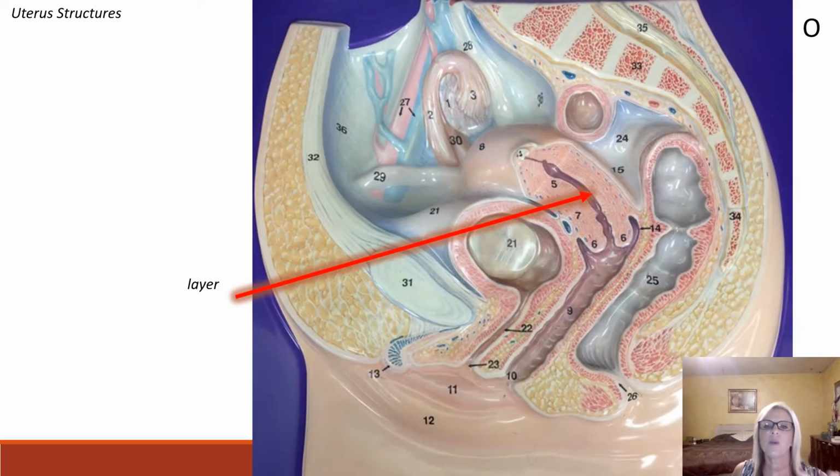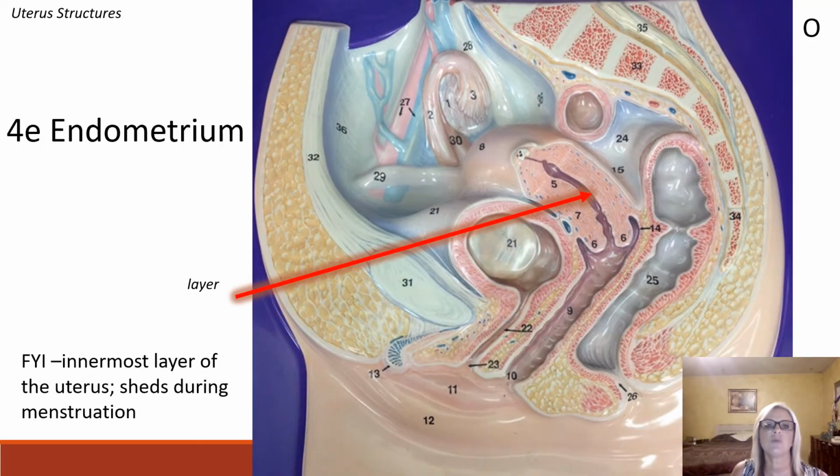All right, so here we're going to look at the three types of tissues. We have the endometrium, endo meaning inside or innermost layer. Sometimes it's also called the uterine mucous membrane. So it is the innermost layer, and this is what sheds during menstruation.